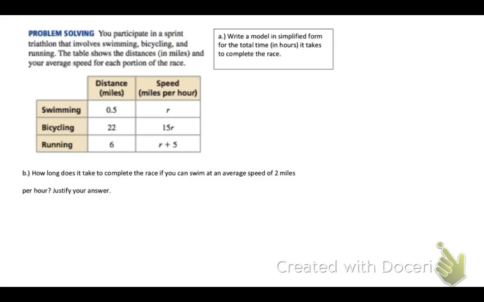Now look at this last one with me. So you participate in a sprint triathlon that involves swimming, bicycling, and running. The table shows the distances in miles and your average speed for each portion of the race. So we're going to use the basic formula of distance equals rate times time.